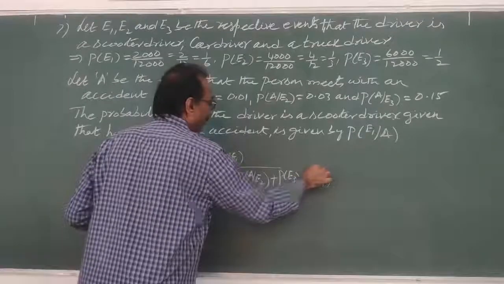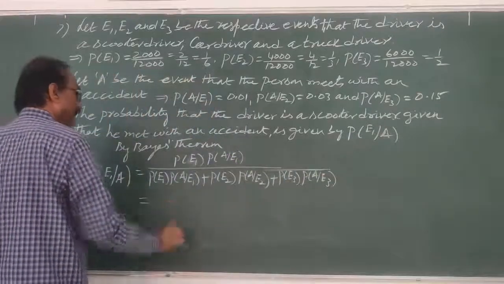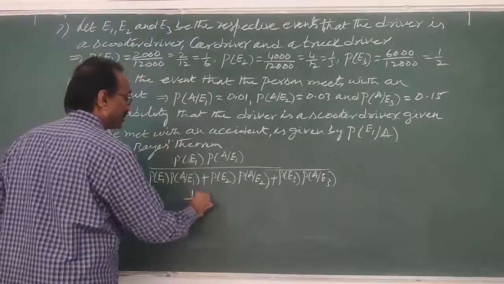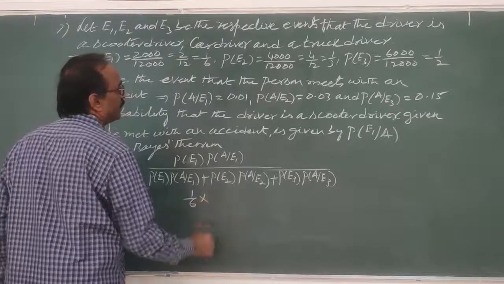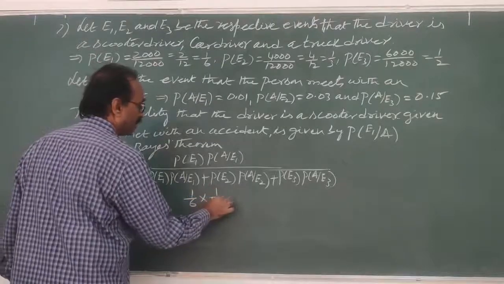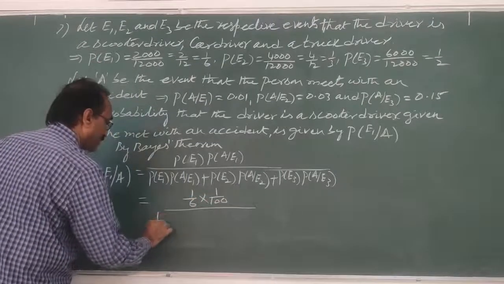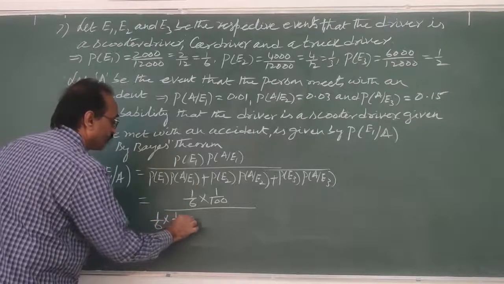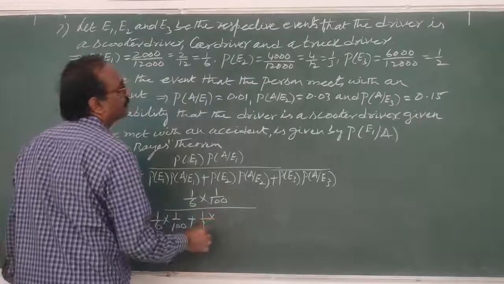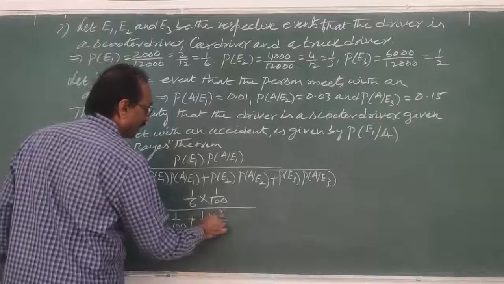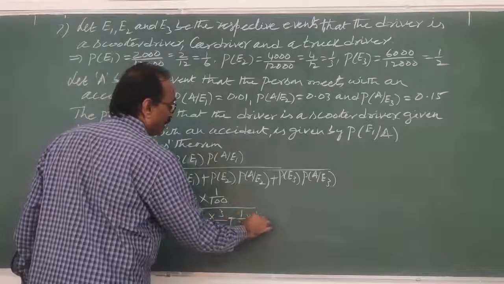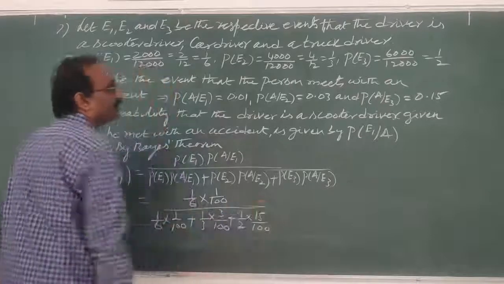I need to write everything because you know it, but simply I am writing because it must be. What is probability of E1? 1 by 6. 1 by 6 into A given E1 is how much? 0.01, which means 1 by 100. So 1 by 6 into 1 by 100 plus probability of E2, 1 by 3, into 0.03 means 3 by 100, plus 1 by 2 into 0.15, that means 15 by 100.